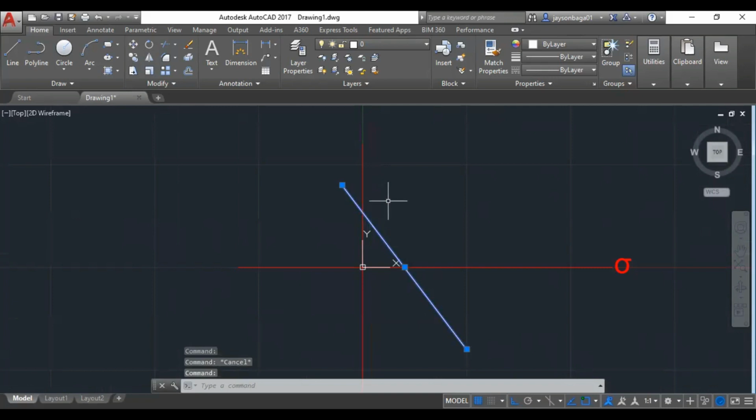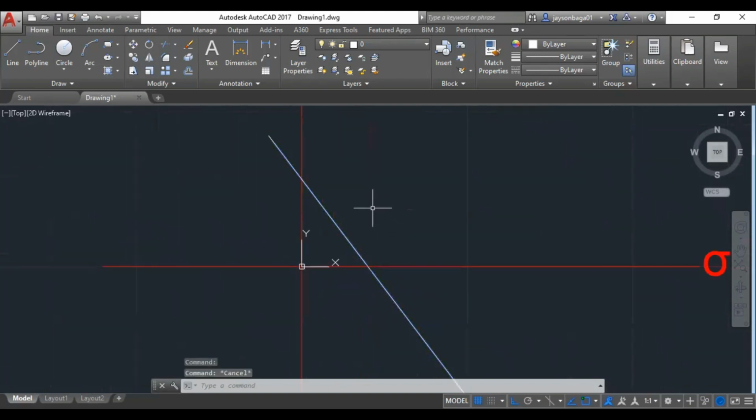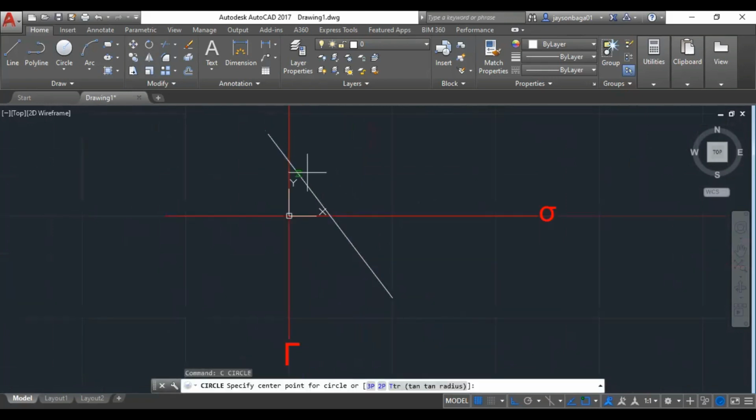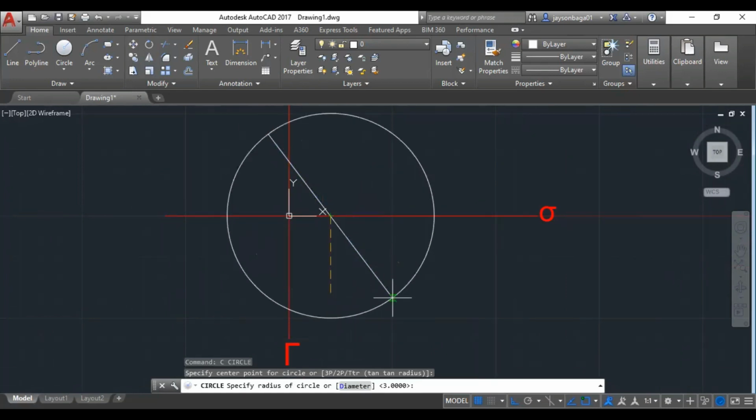So paano ninyo hahanapin? Pwede kayong gumamit ng equation of distance. Pwede kayong gumamit ng solving for distance ng line. Pwede naman ang gawin ninyo is gamit yung ruler ninyo, i-estimate ninyo na lang. So kagaya for example dito sa AutoCAD, nilolocate niya na yung midpoint. So once na nalocate ninyo yung midpoint, gagawa na kayo ng circle na yung diameter natin is yung dalawang point na pinlot ninyo.